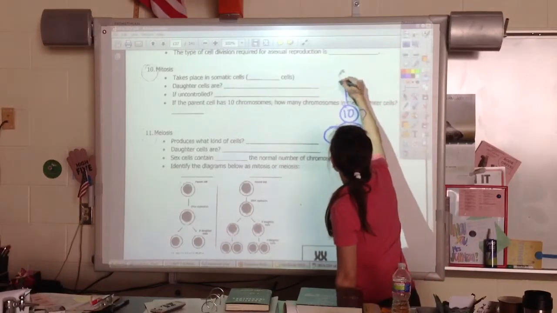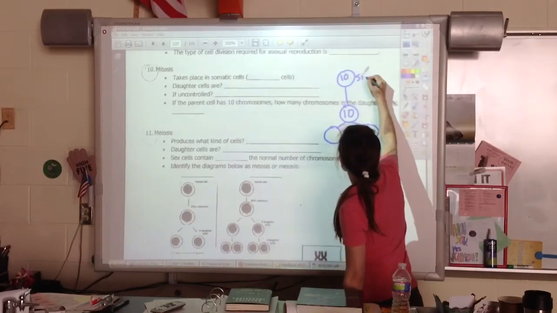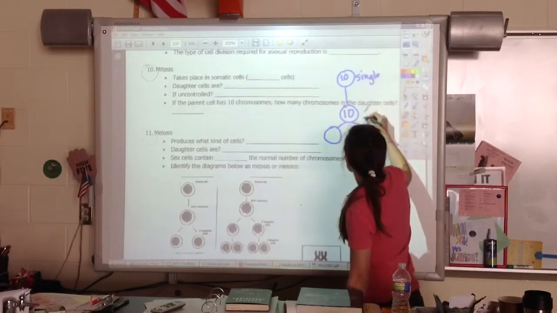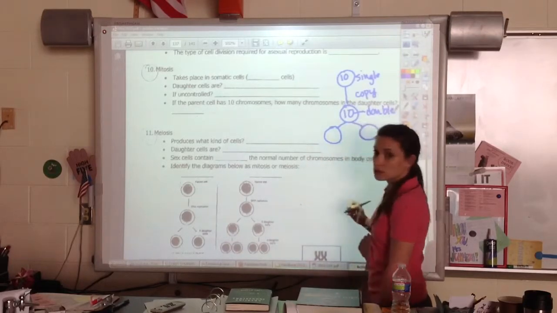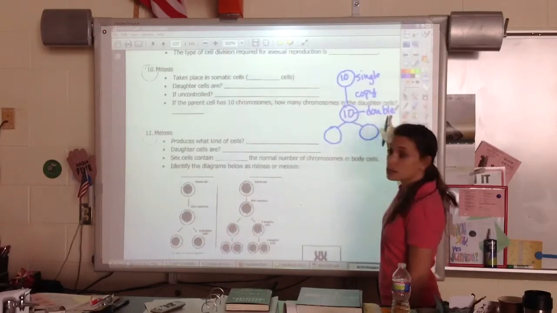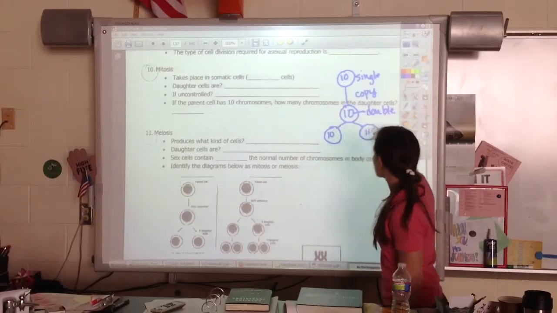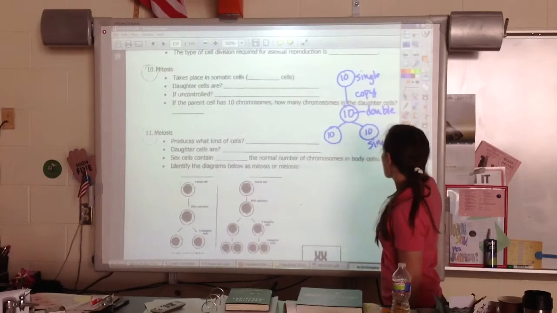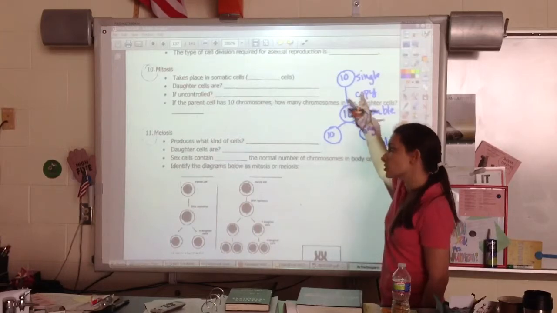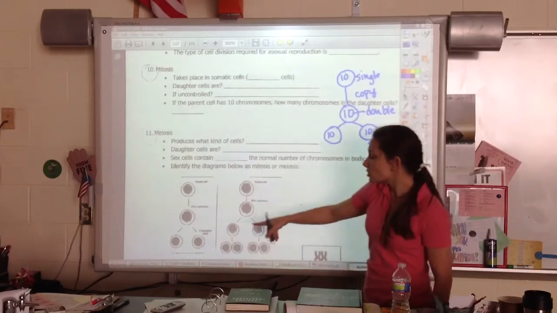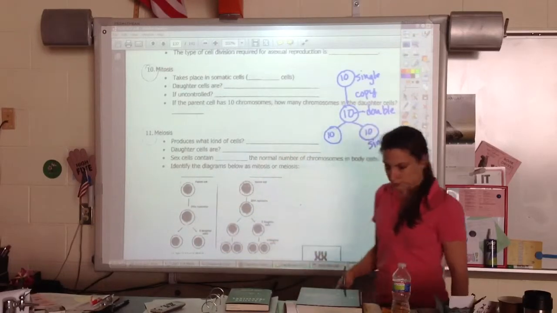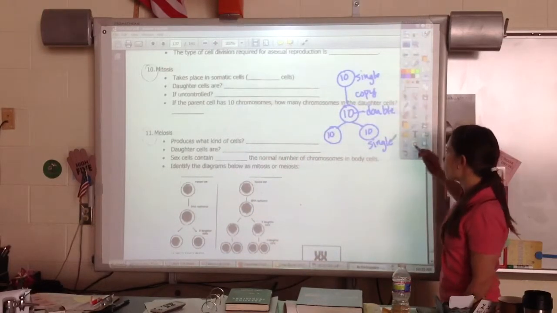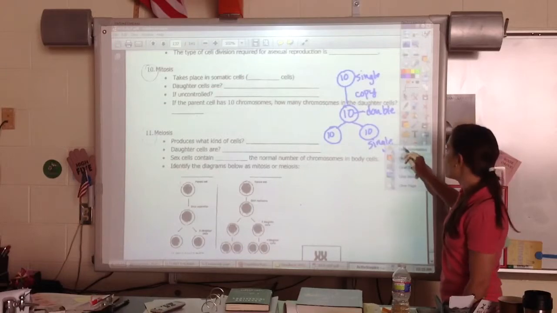But remember, we actually start with 10 single chromosomes, and then the first thing we do is copy the DNA, and now we have 10 doubled chromosomes. So now when I divide the 10 doubles, I go back to being 10 singles. And that's how mitosis gives us 2 identical cells. And so you can see that picture here. It does say DNA replication, but I wanted to give you another diagram to add as well.